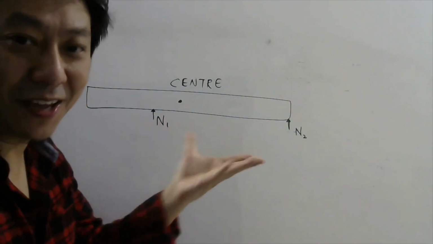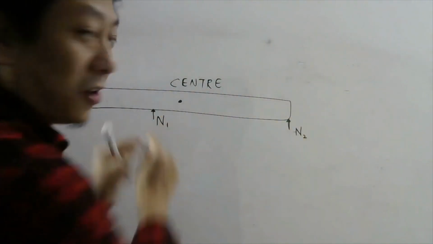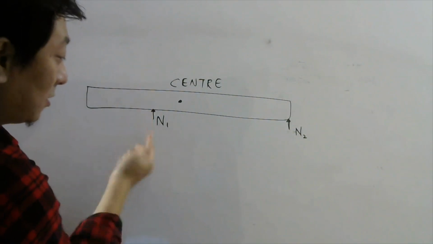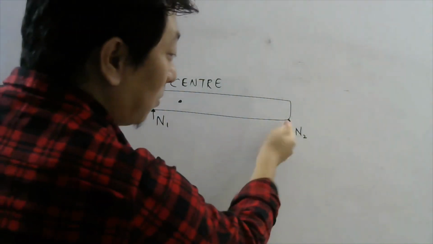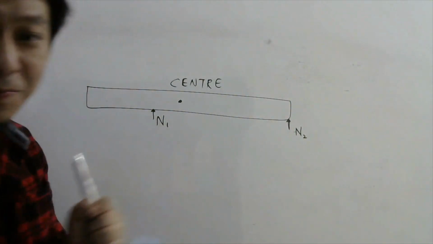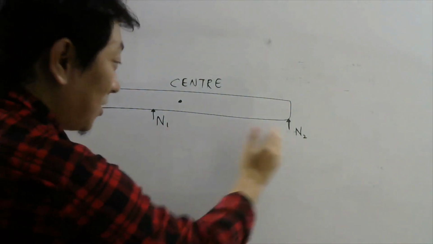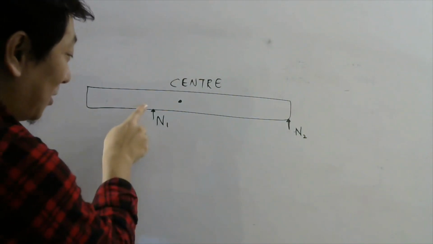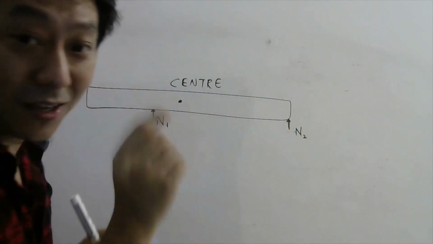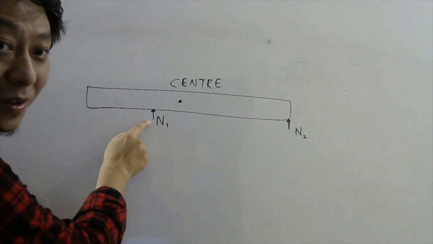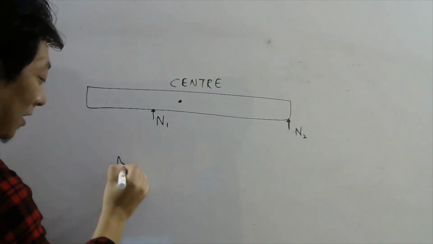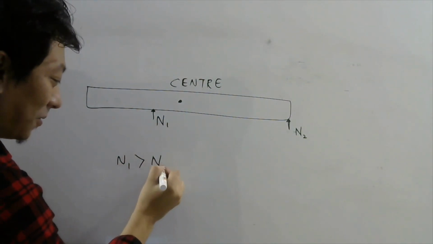Now observe this diagram. Imagine this is some kind of a rod and I am putting my finger here, applying this push N1, and you are keeping your finger near the end and you are applying a push N2. Now if I ask you in which case more pressing is there between this finger and the rod or this finger and the rod, then the answer is here more pressing will be there because you are near the center. So N1 is greater than N2.